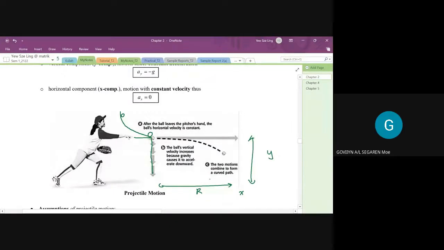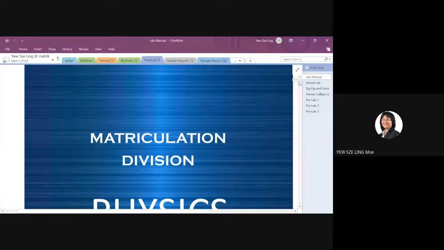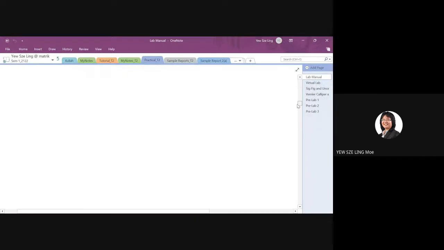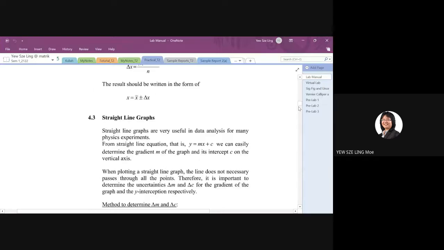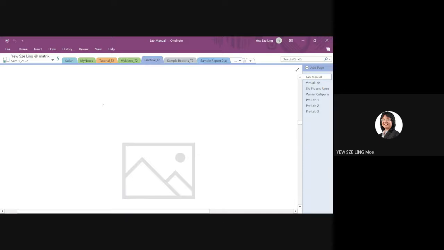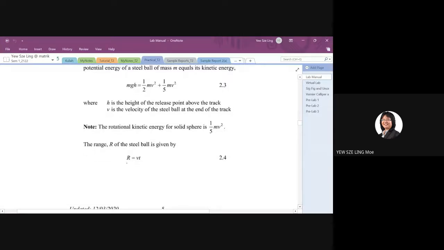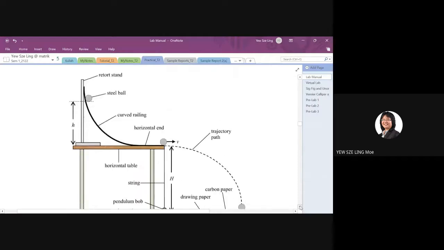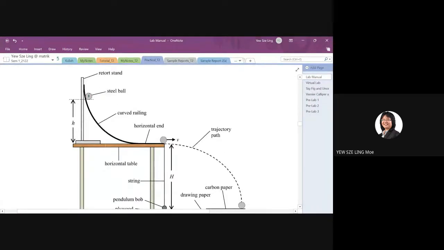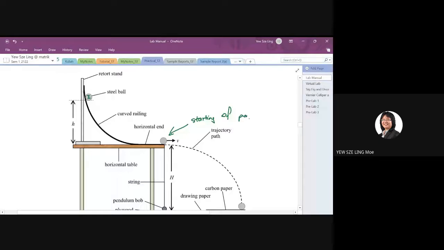But when we did our experiment, we didn't measure the range, as per our procedure. Let's see, practical class, your lab manual. By referring to figure 2.2, the range R is given. So this is how you conduct the experiment. This is a steel ball, the initial position. And when it reaches the edge, this is the starting point of projectile motion.